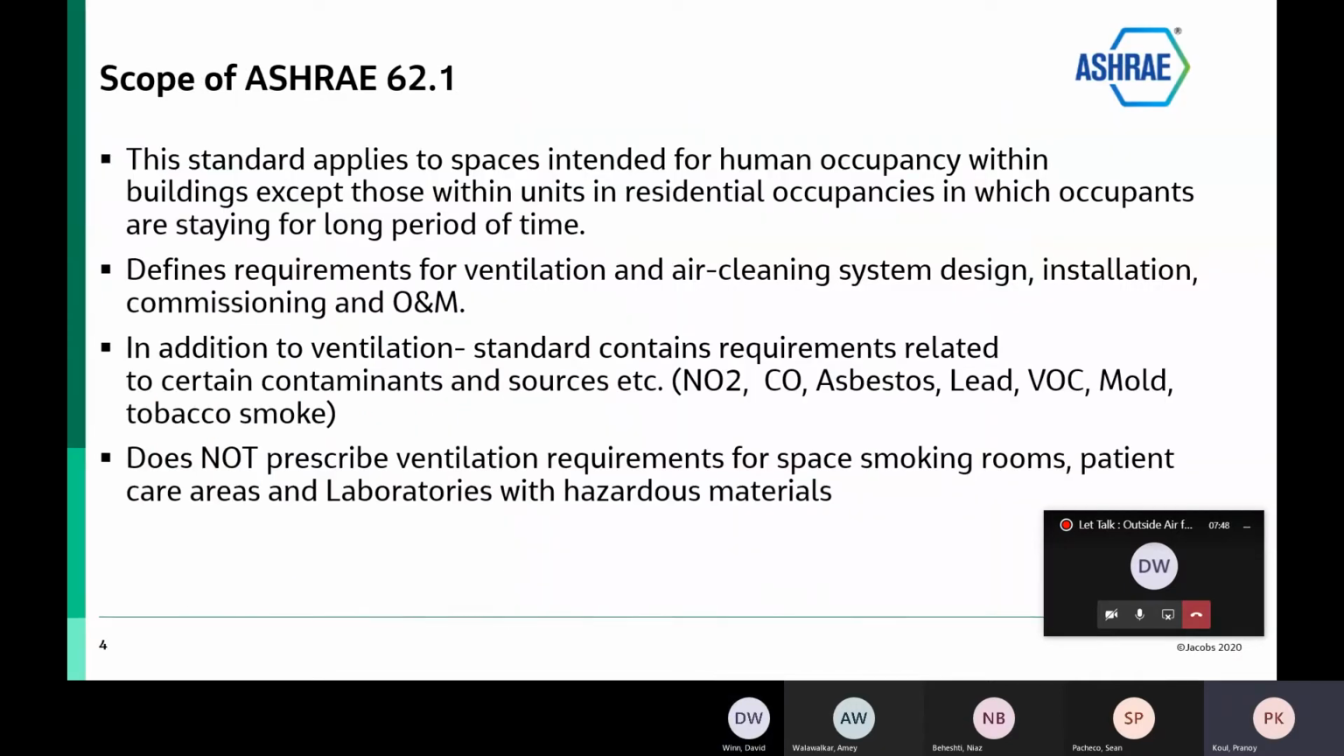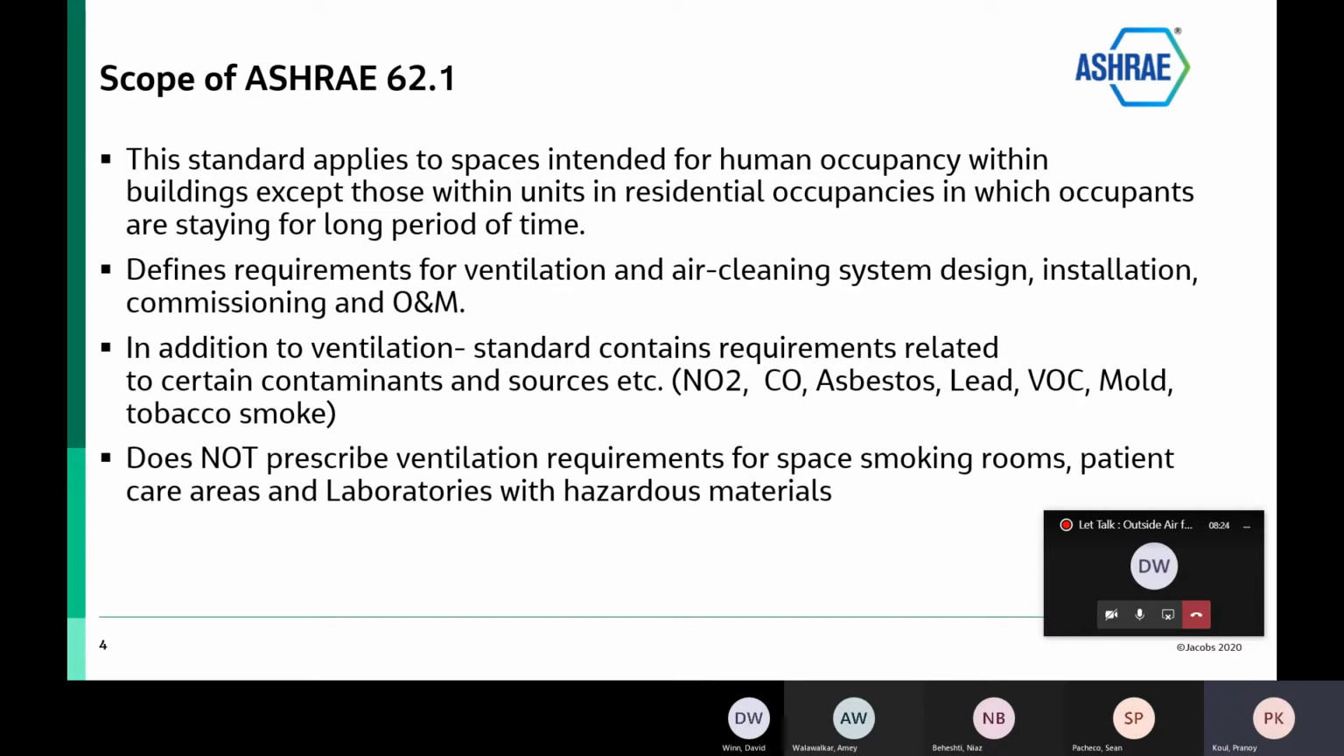Okay. So some of the scope for ASHRAE 62.1 is that this standard applies to spaces intended for human occupancy within buildings, except residential occupancies in which occupants are staying for a long period of time. So essentially we are looking at commercial buildings where this is widely used, and it does have specific requirements when it comes to ventilation, air cleaning design, installation, and commissioning. So it has certain parameters set for these requirements as well.